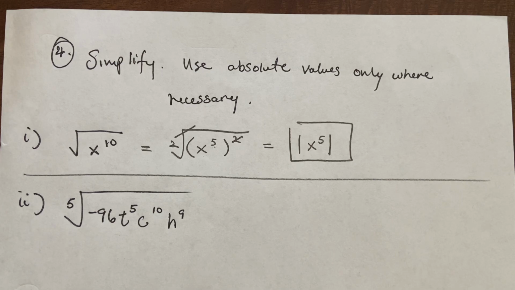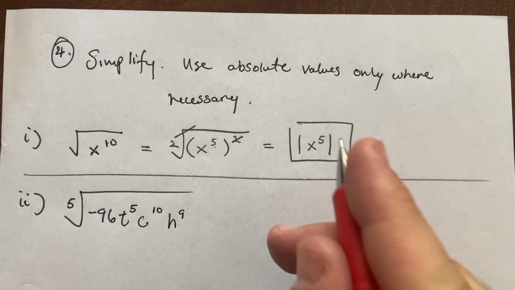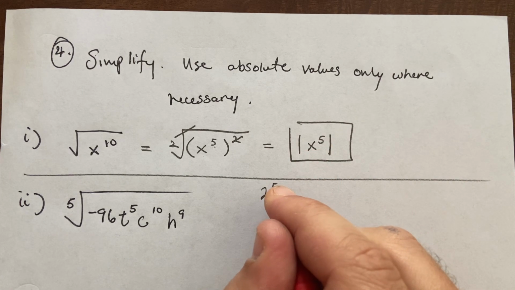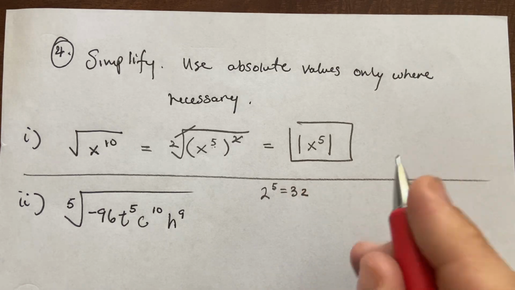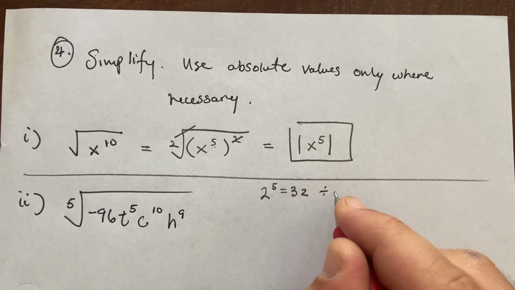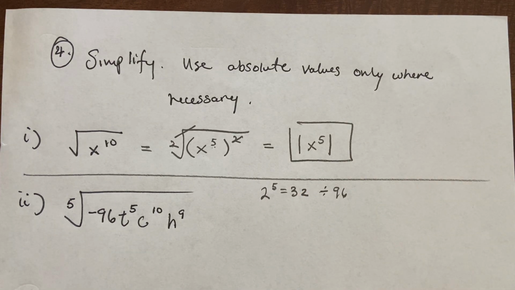I was saying cube, I should have been saying 5th. So let me redo this. Instead of 8, so 96 divided by, I guess, 32. Yep. So one thing to note, 2 to the 5th is 32. And 32 divides 96. That happens 3 times.